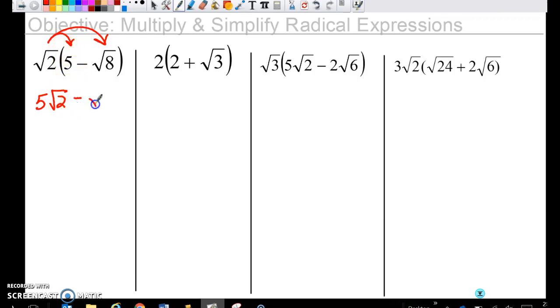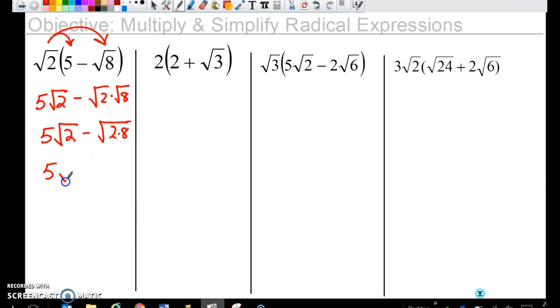However, on this side, I have the square root of 2 times the square root of 8. And both of them have the same index, and they're under a radical. So now it becomes 5 times the square root of 2 minus the square root of 16, or 8 times 2. Let's just show that step to show what I did.